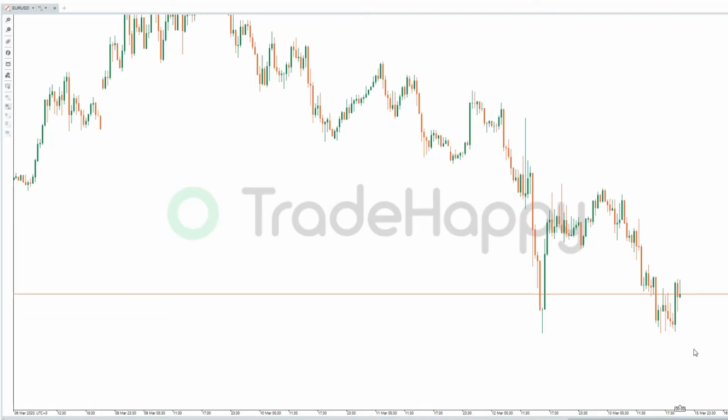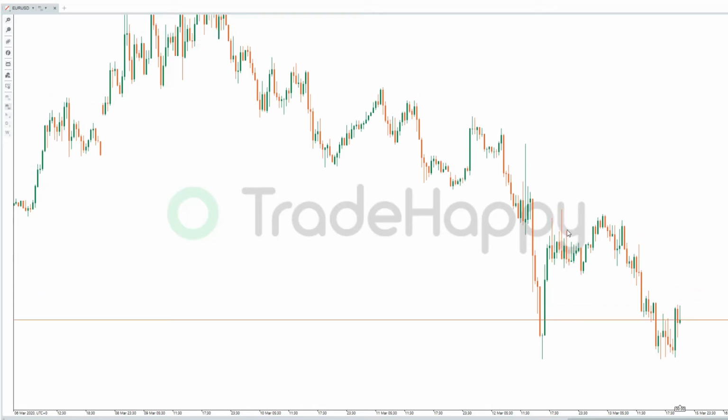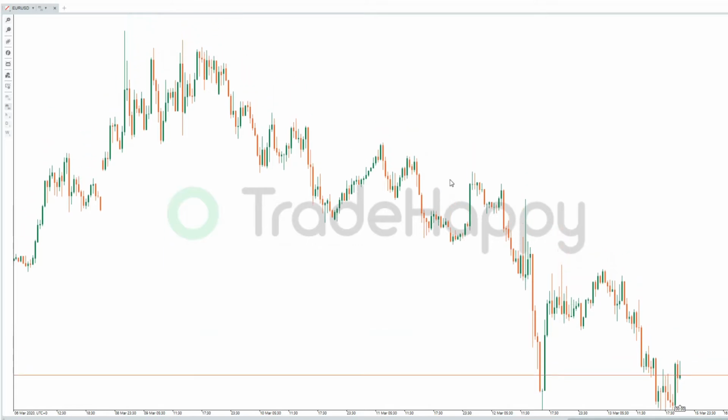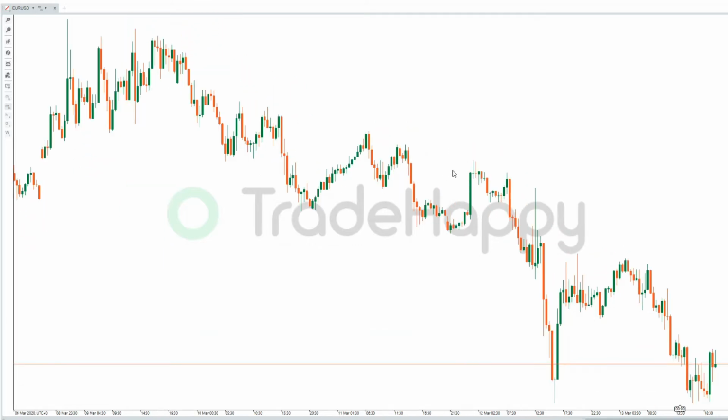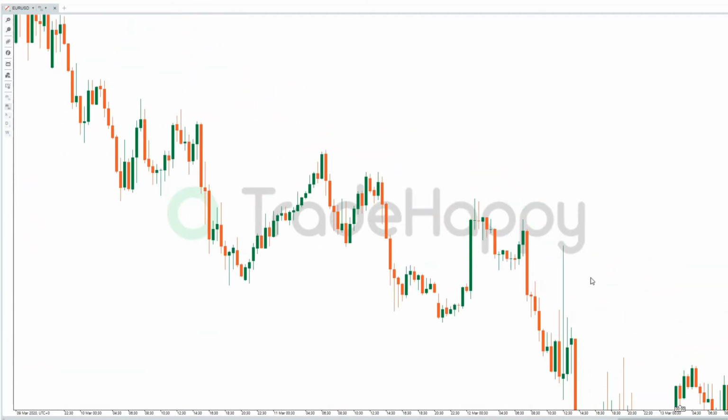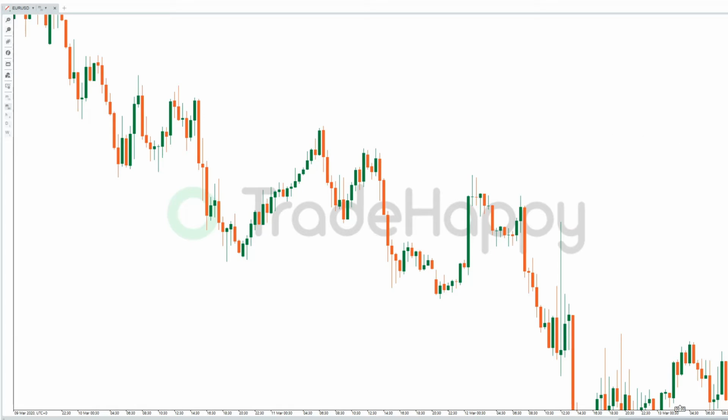Obviously it is a Sunday, so the markets are closed, but we're currently on the 15th of the 3rd, 2020, and let's see if we can try and find a trading setup to show. So I think there might be one here. Let's just get the Fibonacci tool.